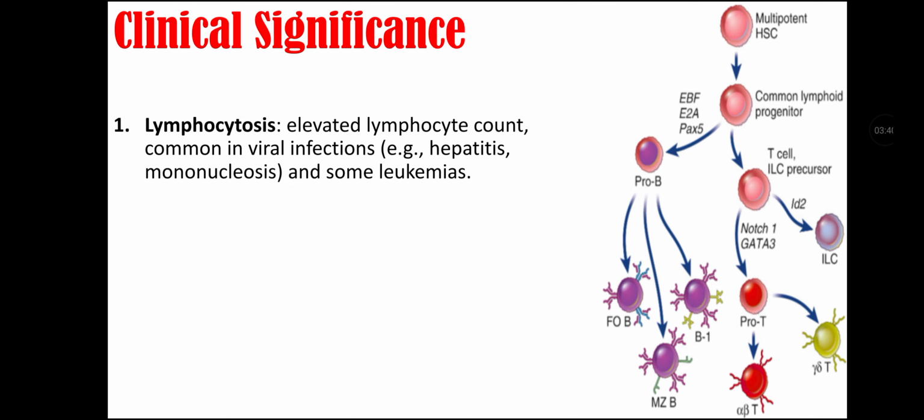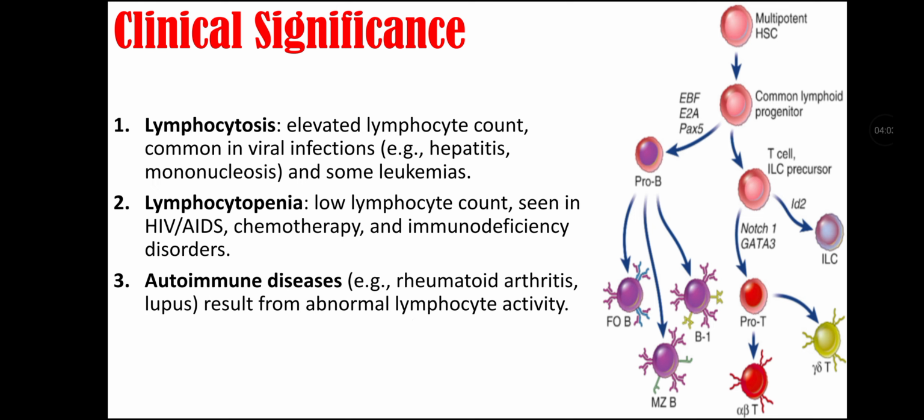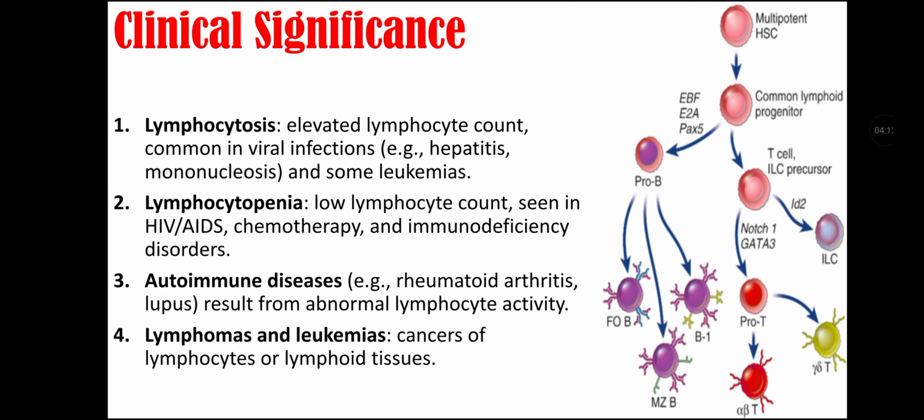Clinical significance of lymphocytes. First is lymphocytosis, that is elevated lymphocyte count. It is common in viral infections like hepatitis, mononucleosis, and also in some leukemias. Second significance is lymphocytopenia, that is low lymphocyte count, and it is seen in HIV or AIDS patients, in chemotherapy and in immunodeficiency disorders. Third significance is autoimmune disease, as rheumatoid arthritis and lupus result from abnormal lymphocyte activity.